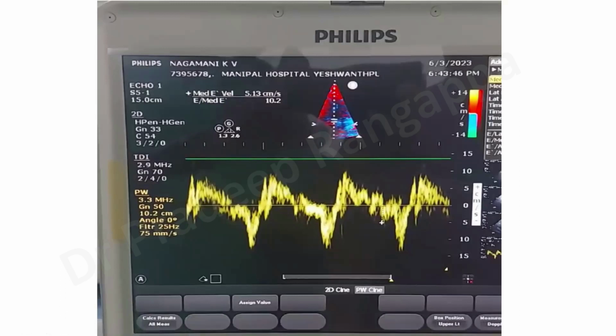So here you see E by E prime is 10.2, which means your left atrial pressure should not be more than 12. So it is pretty much normal. Less than 8 is normal, but more than 15 we don't want. So it is normal in this. So it's very simple. It will only take 2 to 3 minutes.